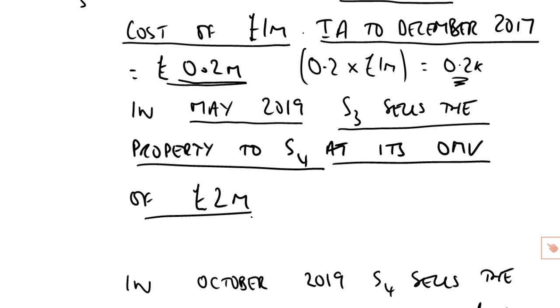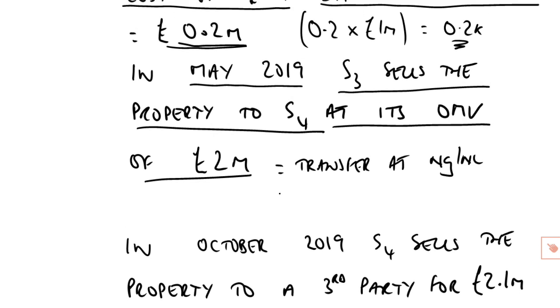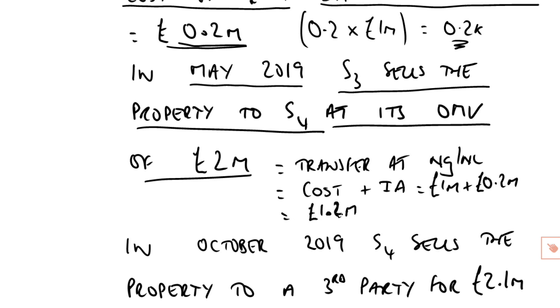And what that means is that in May 2019, it is a transfer at no gain, no loss. It's a no gain, no loss transfer. Now, what did we say that would always equate to? That will equal cost plus indexation allowance. What does that equal? The cost was 1 million. The indexation is 0.2 million, and therefore it's 1.2 million, no gain, no loss transfer value.